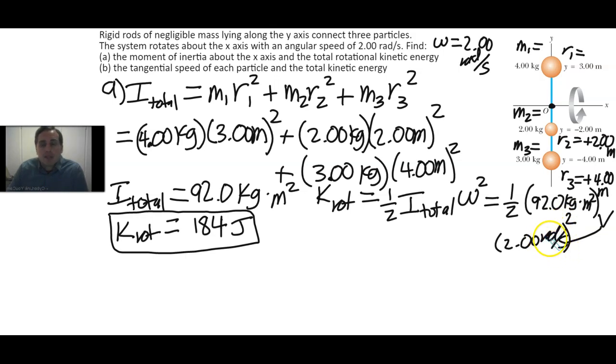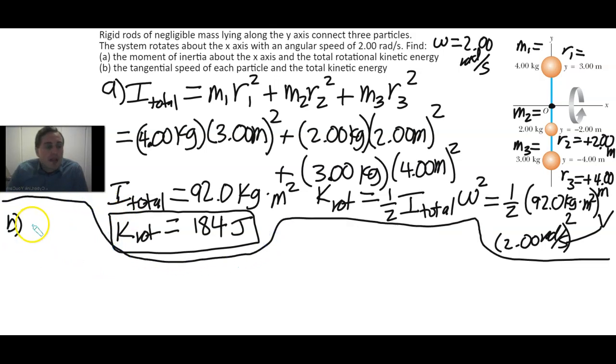Remember, radians in some sense are a unitless quantity. Times kilogram meter squared, you get a kilogram meter squared per second squared, which exactly is a joule. So that's the SI unit of energy. All right, that takes care of part A. Let's now calculate with part B.